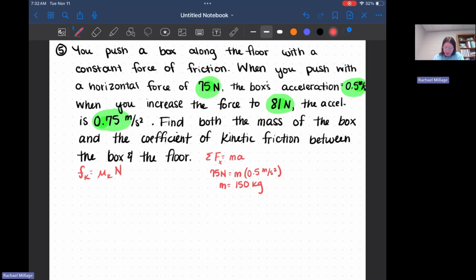Well, let's draw a free body diagram. I have my box. I'm going to have some sort of weight. I'm going to have some sort of normal force. And then I'm going to have some sort of force that I'm pushing the box with, and some sort of opposing kinetic friction.